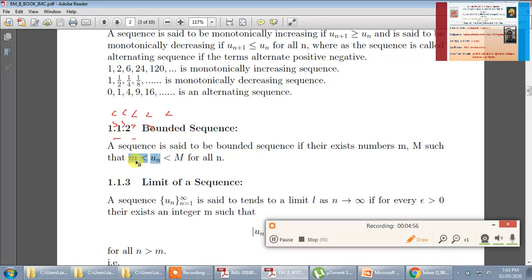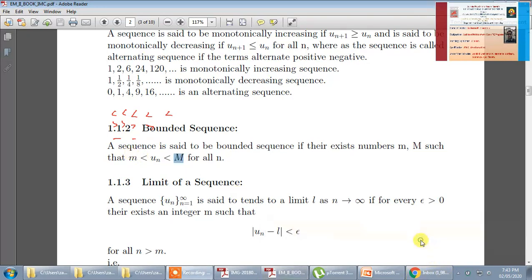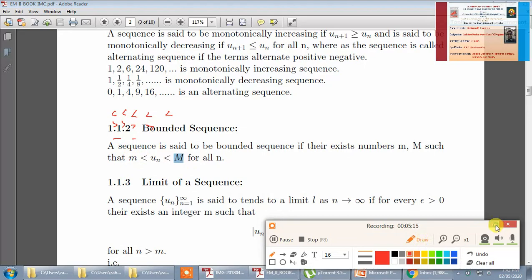So there are two types. I have not included that definition here, but the two are very important: bounded below and bounded above. So this is the bounded below case, and this one is the bounded above case of a sequence. It is called the upper bound and the lower bound of the sequence. Now let us move further.